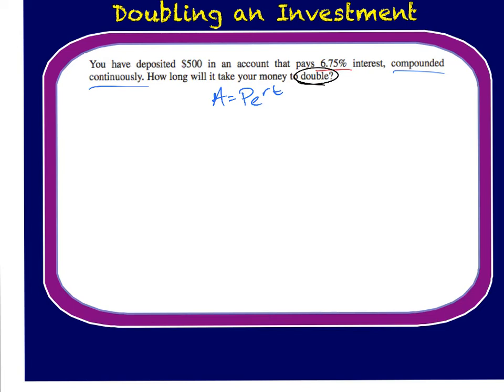All right, so let's do this. So I need my A. What's this 500 thing? That's my P. And then I have E, and then what's my rate?